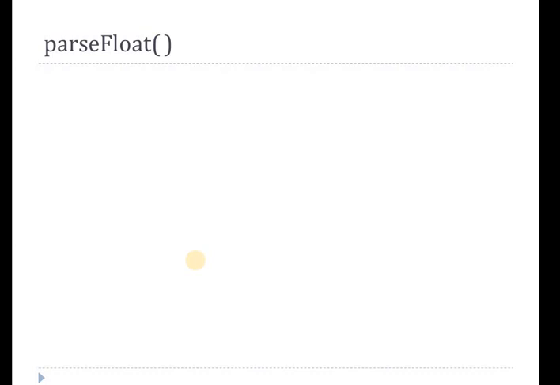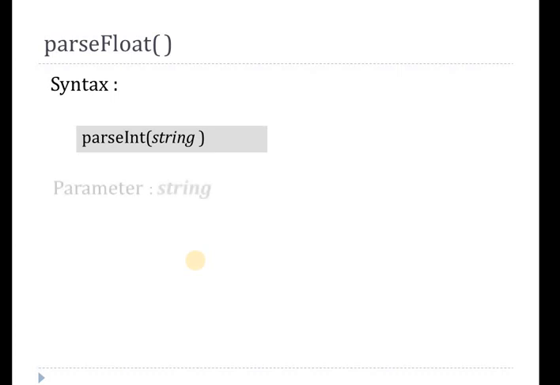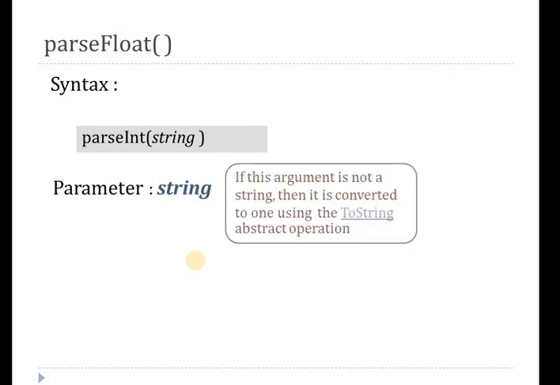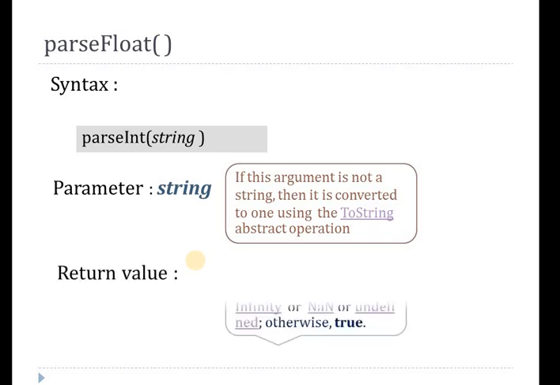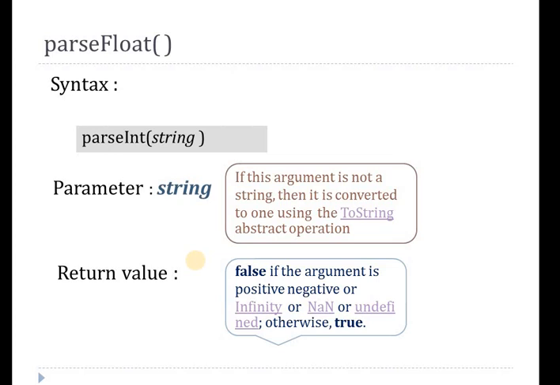After that, parseFloat. Let's see the syntax first of all. You just need to pass one parameter, one argument, that is a string. If this argument is not a string, then it is converted to a string using the toString abstract operation. After that, the return value is false if the argument is positive or negative infinity, or NaN, that is not a number, or undefined. Otherwise it will return true, just like the previous one, parseInt's return value.